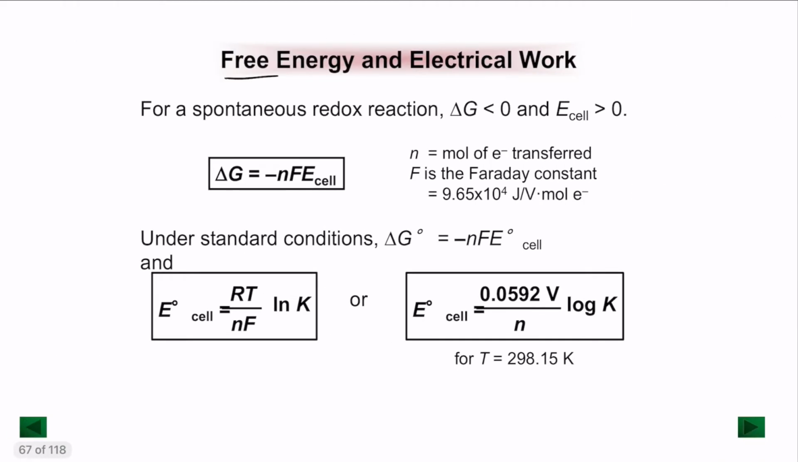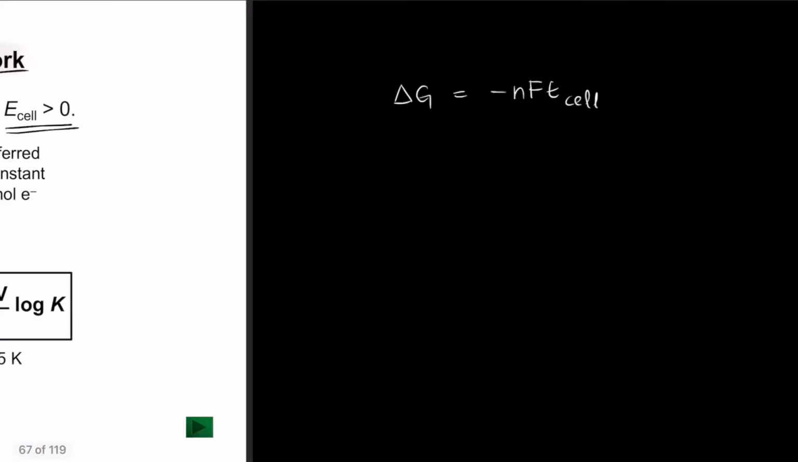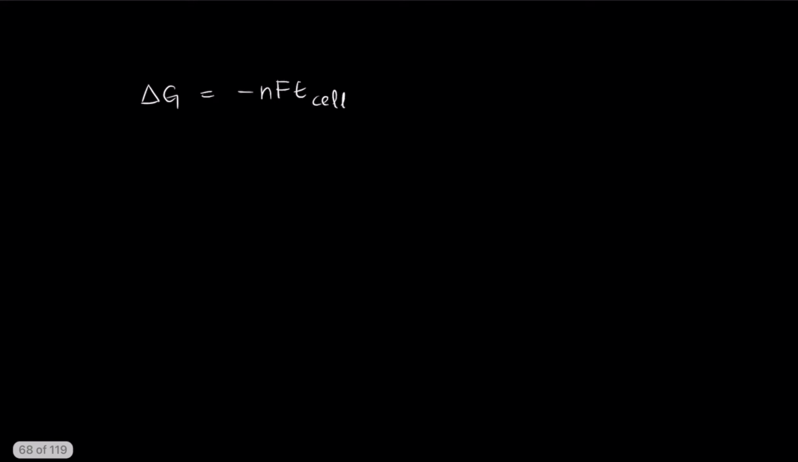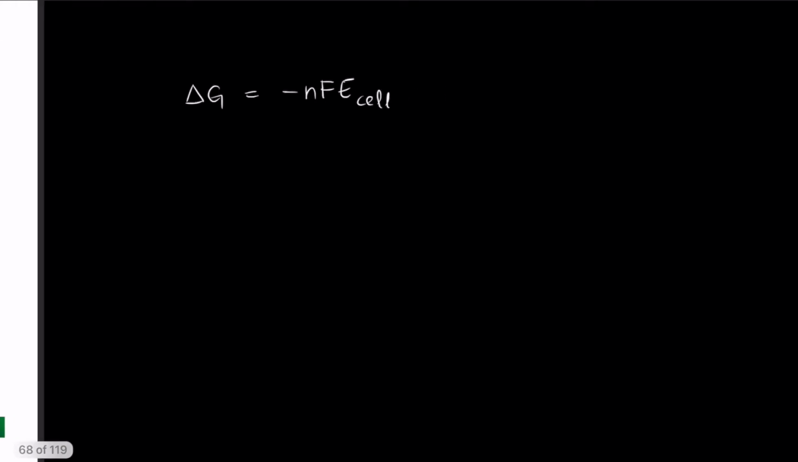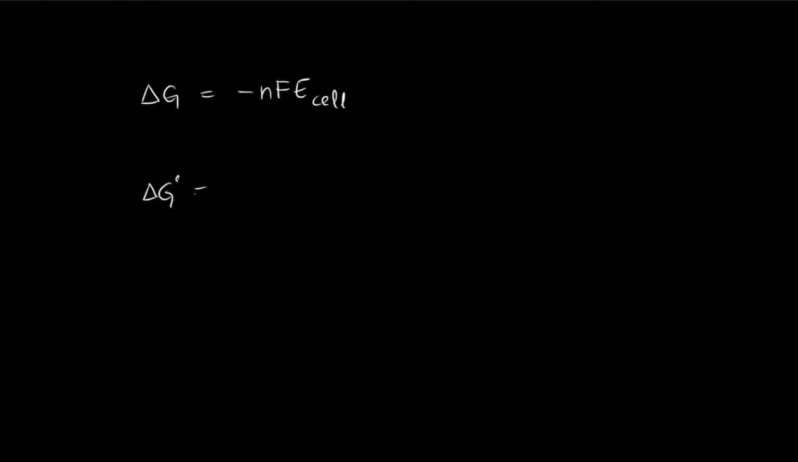So next, let's go to the next topic, free energy and electrical work. For a spontaneous redox reaction, we know that delta G is less than 0 and E of the cell is greater than 0. So we can use both of these and write a combined equation for the free energy. Delta G can be written as negative NF E of the cell. Here E is not the standard electrode potential, but rather the cell potential. Now when you want the standard free energy, that gives you minus NF E° of the cell.